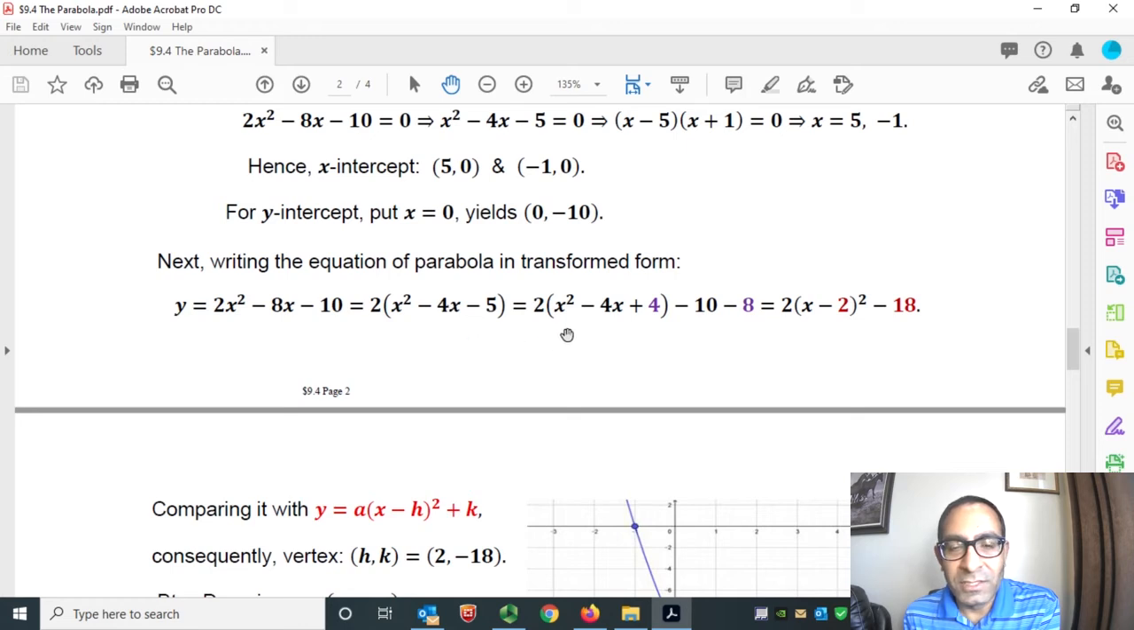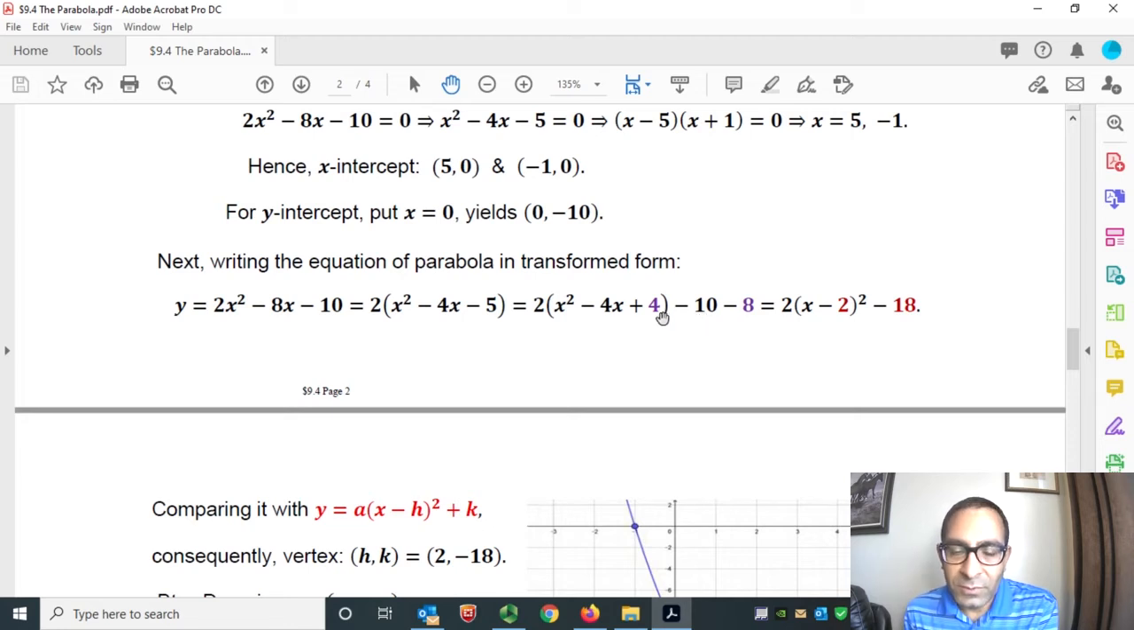From this step to the next step, I want to collect the x terms together and the constant together. So here, 2 times (x squared minus 4x), and this spot is just a blank spot. This is the magic number. I'll tell you how I got this number. And the next term is 2 times minus 5, which is minus 10.